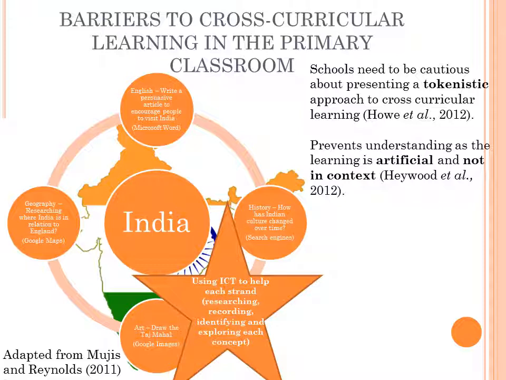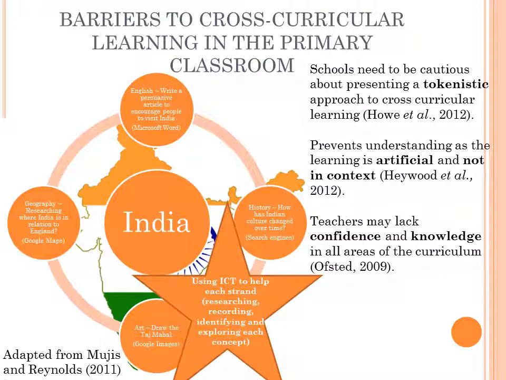In my example of an India theme, adapted from a model presented in Moody's and Reynolds, English, geography, history and art aspects have been drawn together for the topic. However, the art module to draw the Taj Mahal may be at an artificial level, as children may not know what the Taj Mahal is, where the Taj Mahal is, how the Taj Mahal has been built.